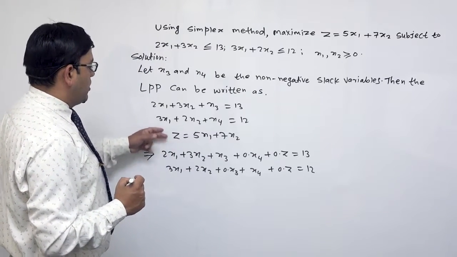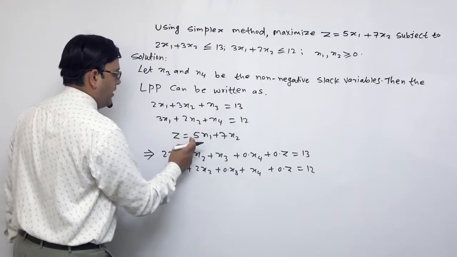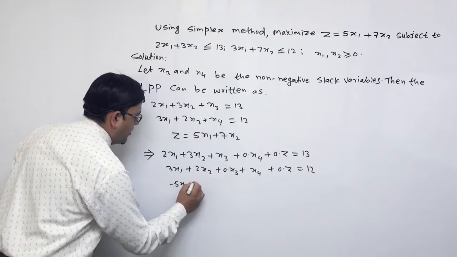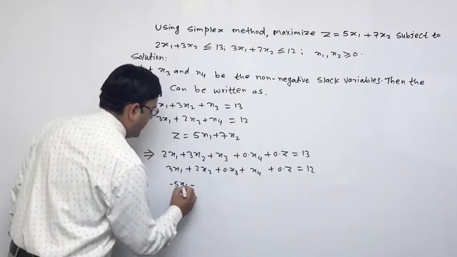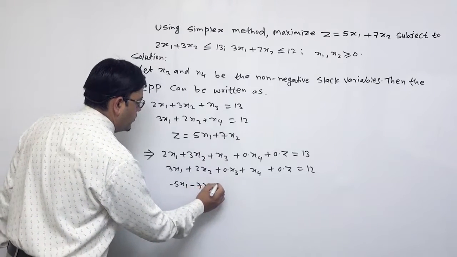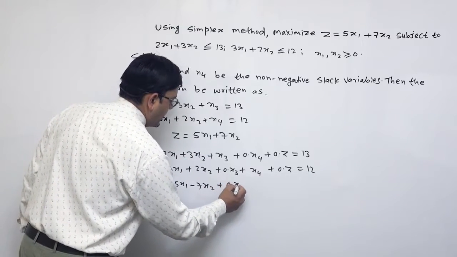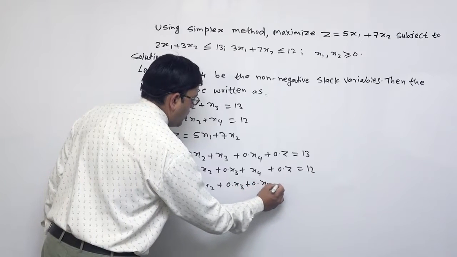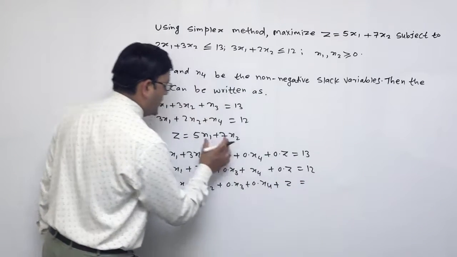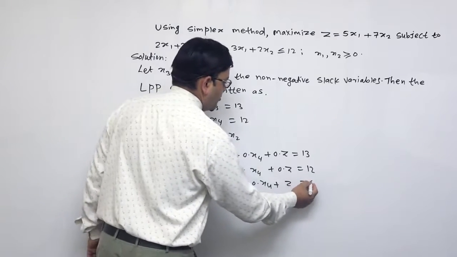Similarly, we have to write this also, but here 5x1 plus 7x2 is on the RHS side. If we bring this to the LHS side, minus 5x1 minus 7x2 plus, here is no x3 and x4, so 0 times x3 plus 0 times x4 plus z equals 0, once we bring everything to the LHS side.